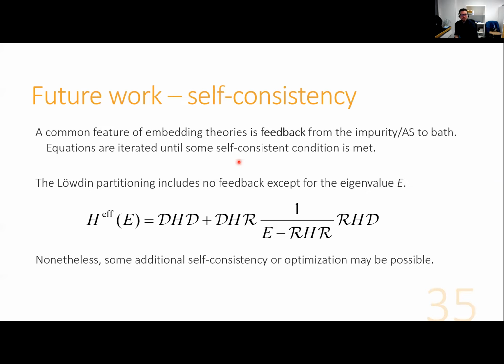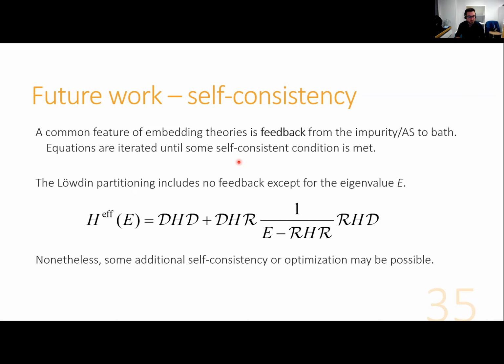So a common feature of embedding theories is feedback from the impurity or the active space to the bath. So this means that, okay, I've set up my impurity problem or my active space Hamiltonian, and I get a really good result here. From it, I somehow need to put this result back into the bath space. The interesting thing is that if you look just at the Löwdin partitioning, there's not any feedback like this. The only feedback is through the eigenvalue E.